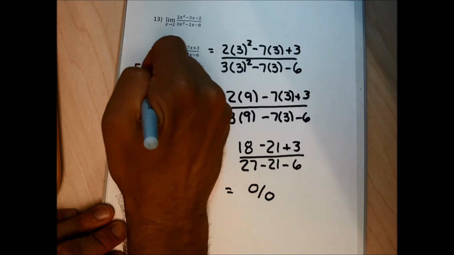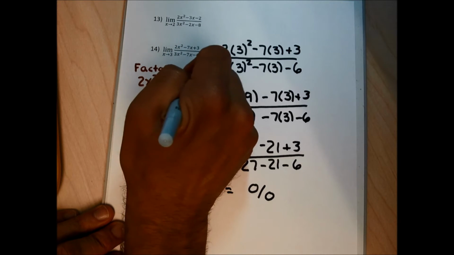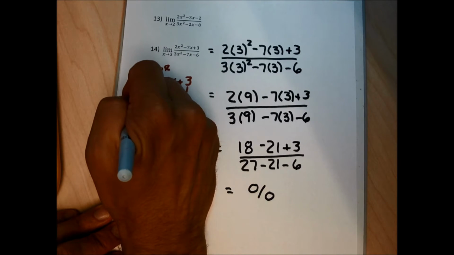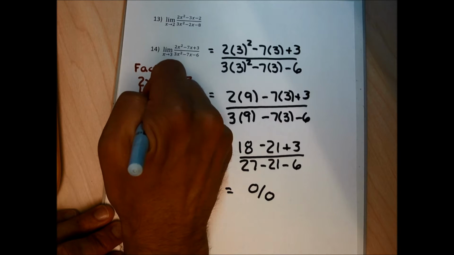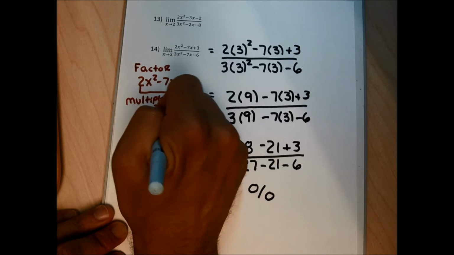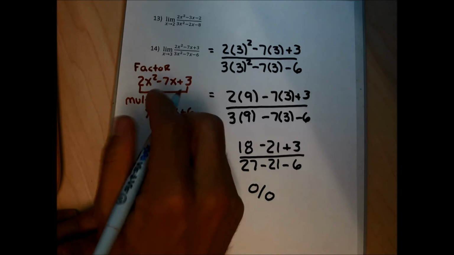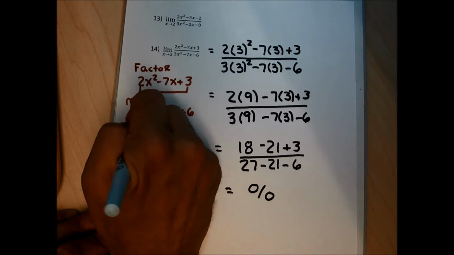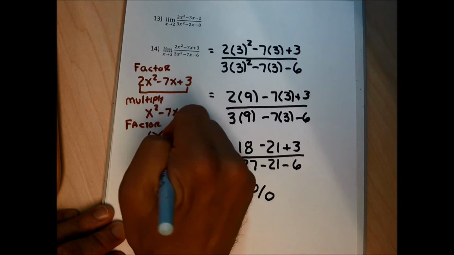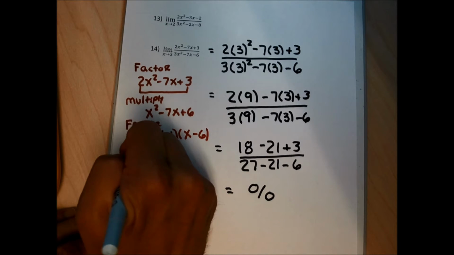I'm going to do it off to the side just to show you, just in case you've forgotten how to factor something like this. So bottoms-up factoring, the first step is going to be to multiply the a and the c, the outer numbers. So that multiplies, and I change the problem to x squared minus 7x plus 6. Second step after you do the multiplying is you factor what is remaining there. That factors into x minus 1 times x minus 6.